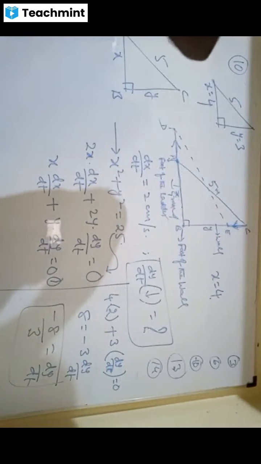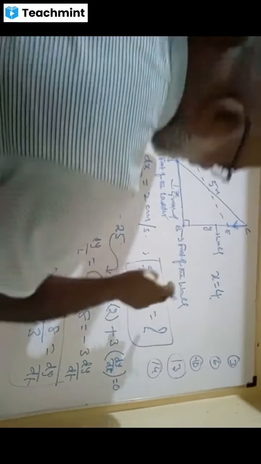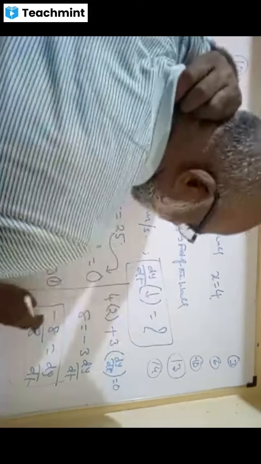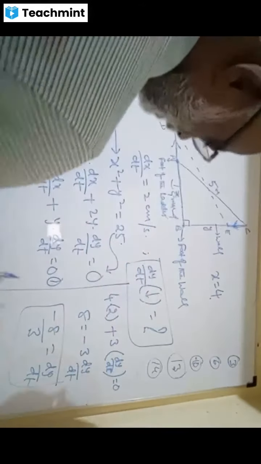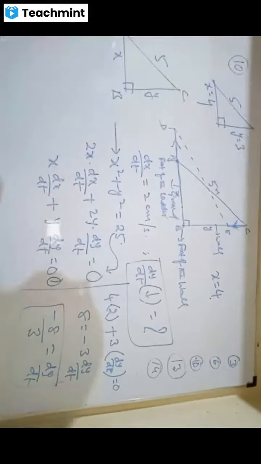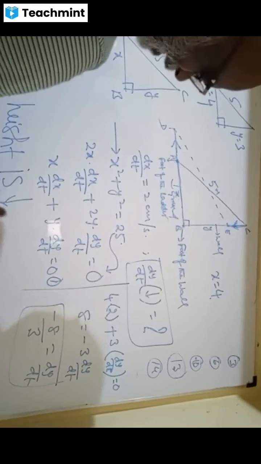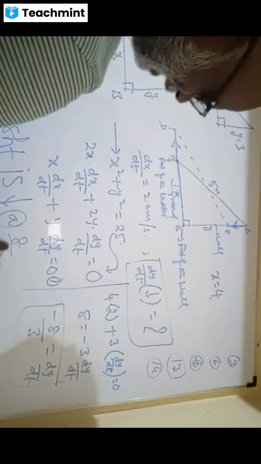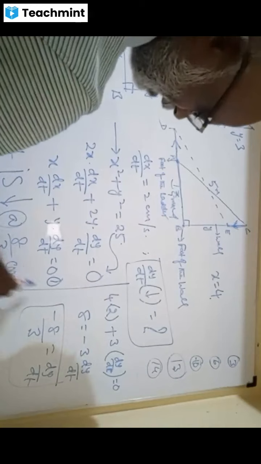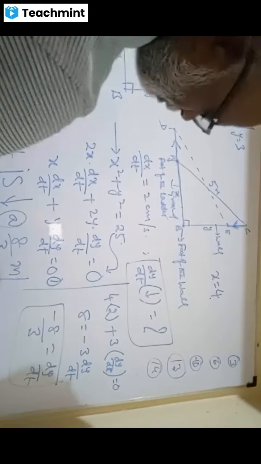You should not write it like that. The question asks for decreasing, as given in the question. So you should write 8 by 3, ma. The height is decreasing at the rate of 8 by 3 meter per minute, ma.